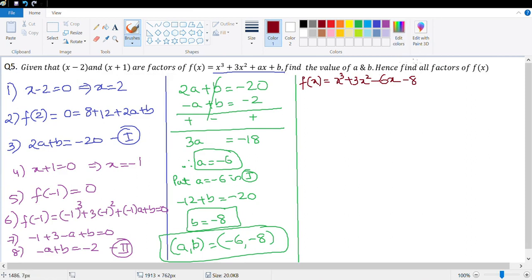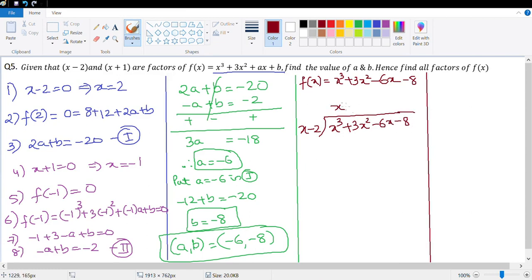Now we need to find all factors. We already know x minus 2 is a factor. So let's divide this given expression by x minus 2. So x minus 2, and this is x cubed plus 3x squared minus 6x minus 8. I'll multiply this with x squared. That gives me x cubed minus 2x squared. This gets cancelled, and this is 3x squared plus 2x squared. That's 5x squared minus 6x.